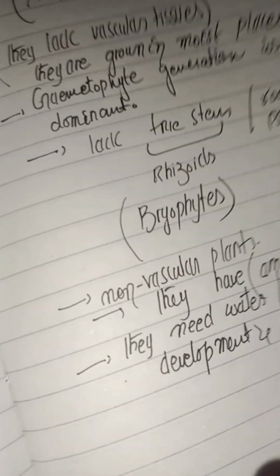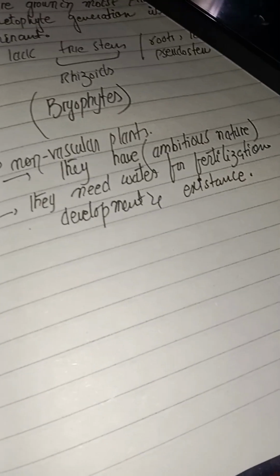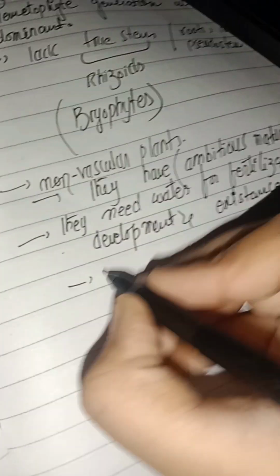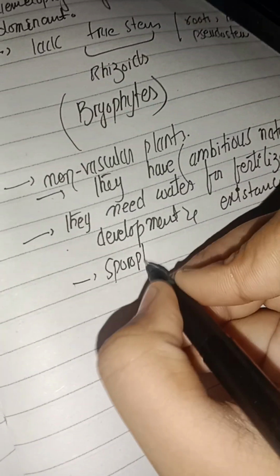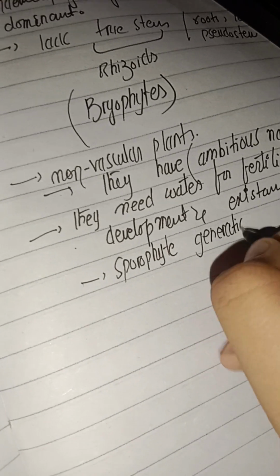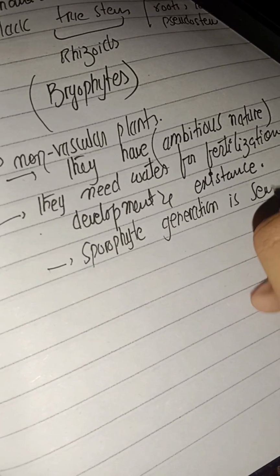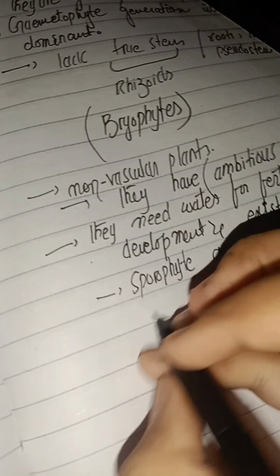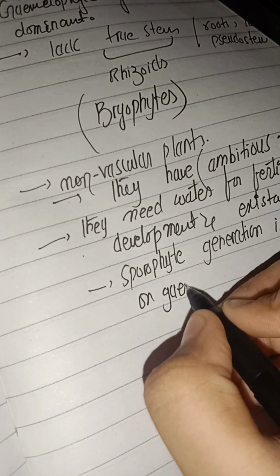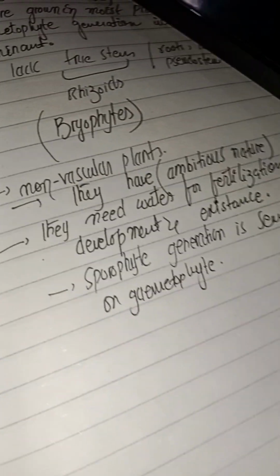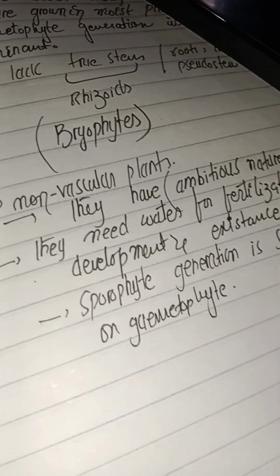Their gametophyte generation is dominant, and the sporophyte generation is semi-parasitic on the gametophyte.